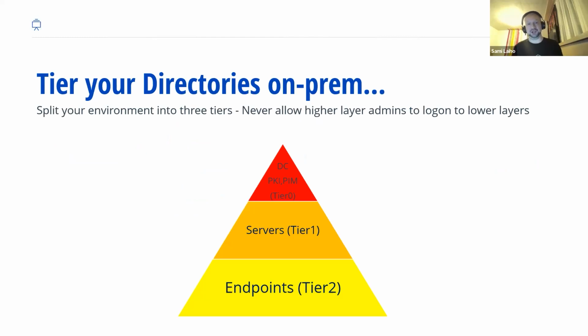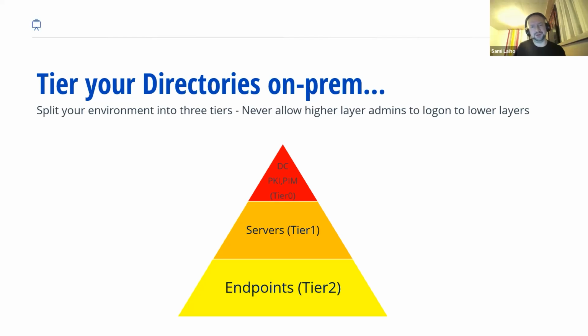Your most important keyword for everything is tiering. So tiering Active Directories, tiering your Azure. This means that we're going to split your environments into 3 layers. I would say at least 2 tiers, but Microsoft seems to be going for 5 tiers or even 7 tiers now. I am very happy with 3. For a small company, even 2.